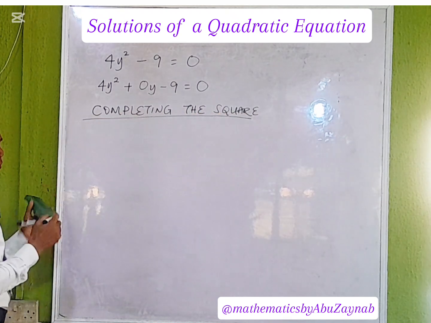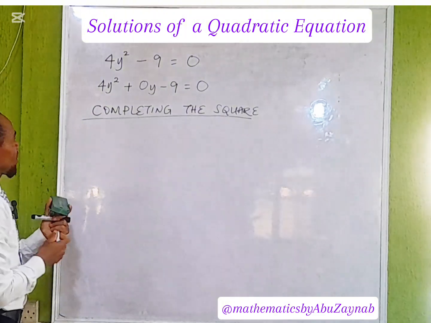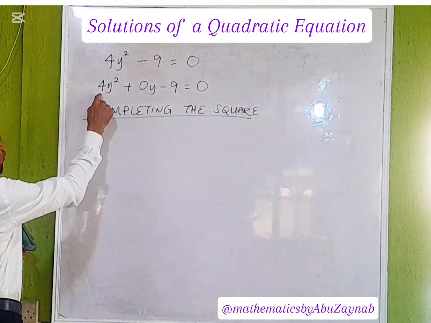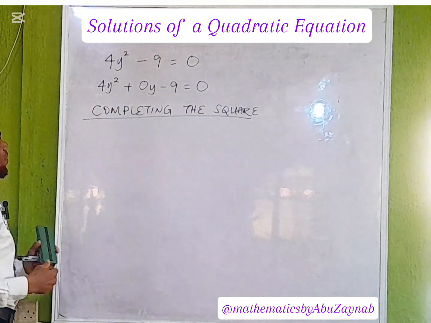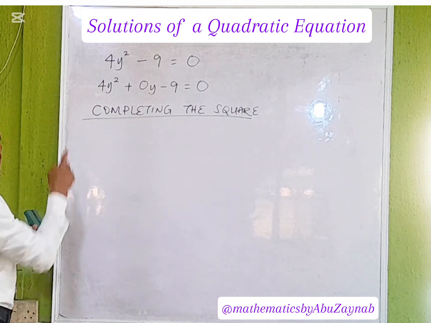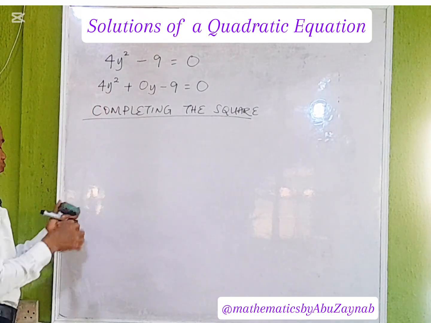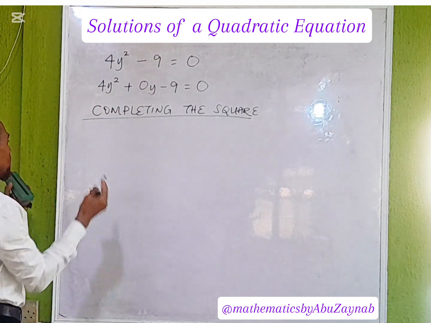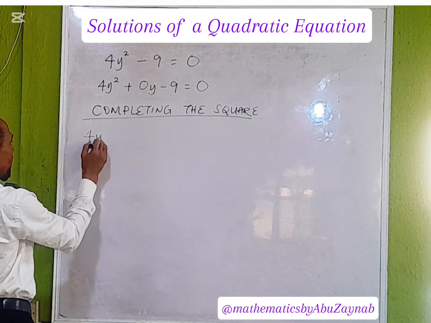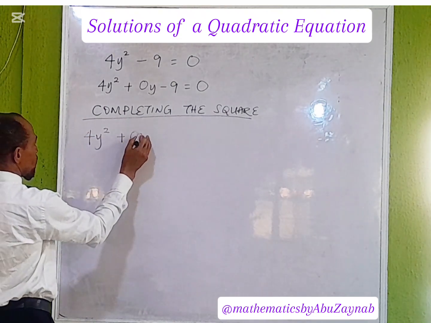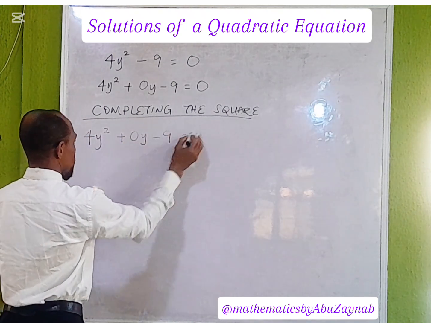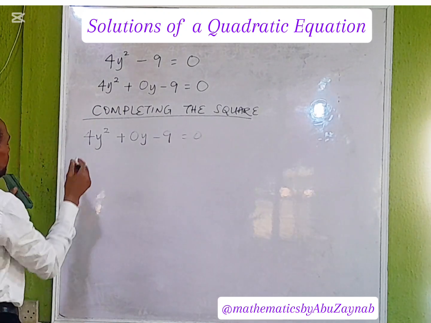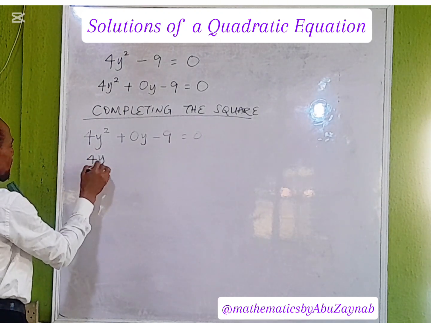So again, for completing the square, the first challenge there, if you remember, is to ensure that we don't have any coefficient there other than 1. So the first challenge is to get rid of this 4, making that place 1. And the only way we can do that is to divide through by 4. So I'm going to have 4y squared plus 0y minus 9 equals 0. So you have divide through by that same 4.